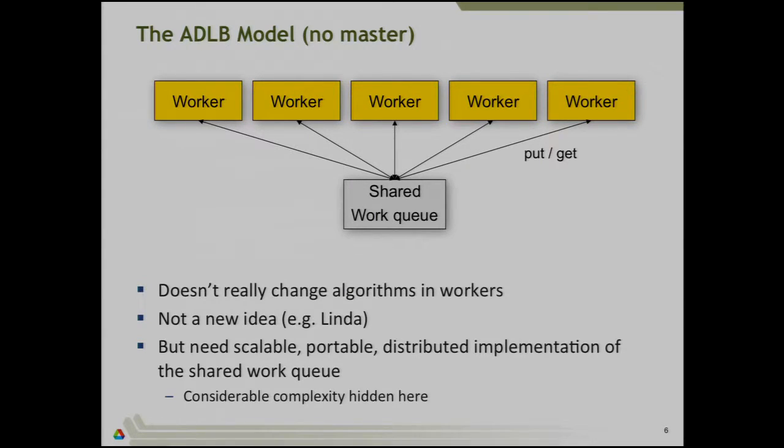So this isn't really a new idea. Linda was an old programming system that had something like this. So the tricky bit is a scalable, portable, and distributed implementation of this work queue so that these put and get operations can find the work they need. And we're going to need a little extra sauce on these put and get operations to make this usable for implementing relatively complex applications.